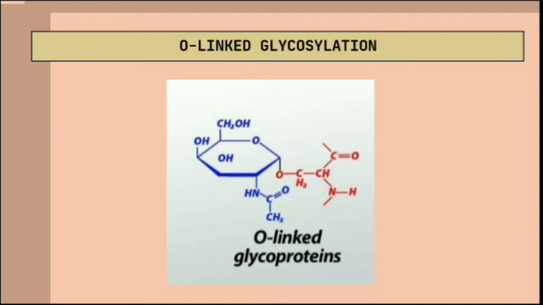As you can see in the presentation, I have here a picture in which the blue one signifies a sugar, and the red one signifies the oxygen atom of the serine or threonine residues in a protein molecule. So actually, N-link and O-link are the same, but they differ in where the sugar is attached. O-link glycosylation is the attachment of a sugar molecule, the blue one, to the oxygen atom of serine or threonine residues in a protein molecule, the red one.